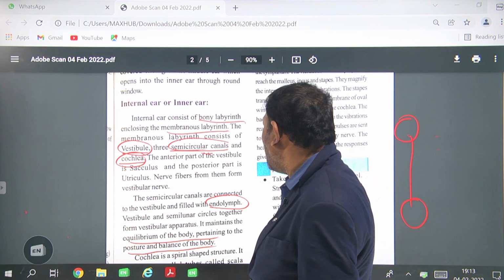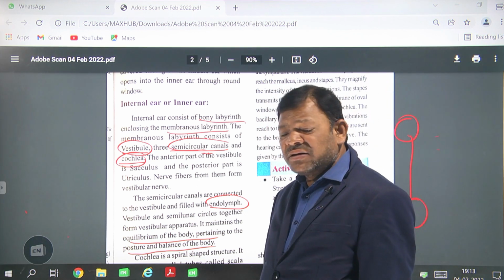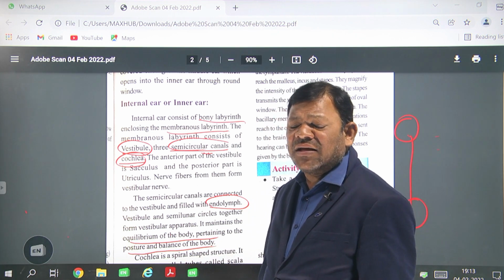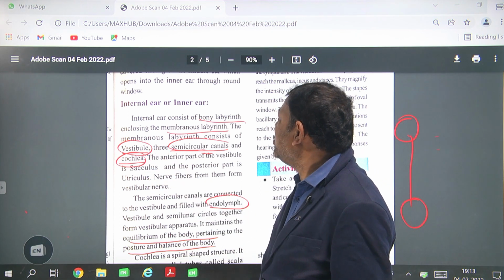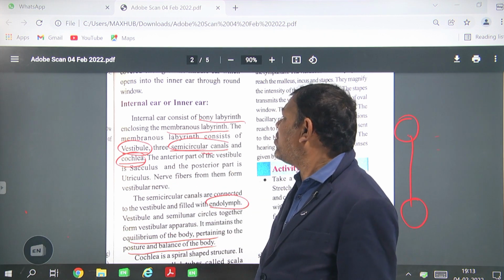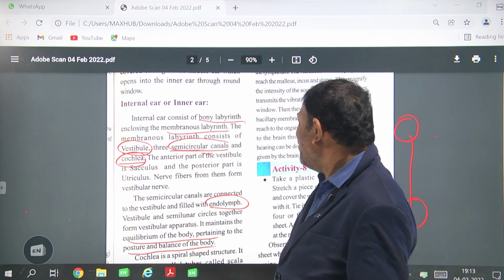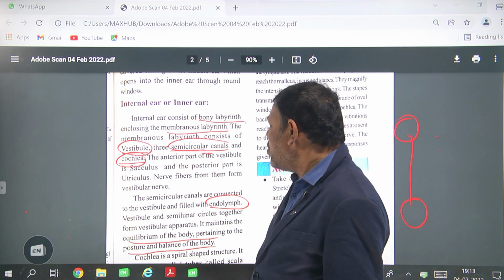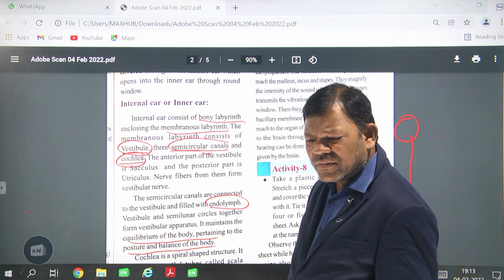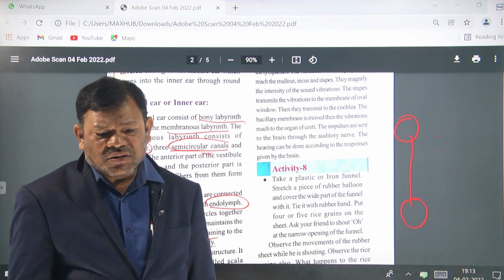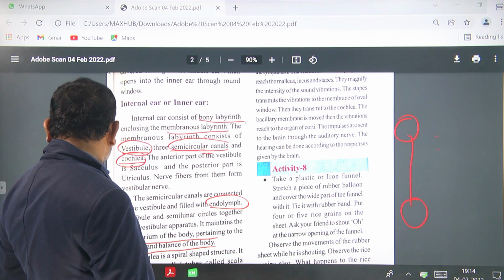So the posture and balance are under the control of the vestibular apparatus. Do you understand? Then what helps with listening? That is the cochlea. The inner ear has the vestibule, semicircular canals and cochlea. The vestibule and semicircular canals control the equilibrium, posture and balance of the body. Is it clear? Next.